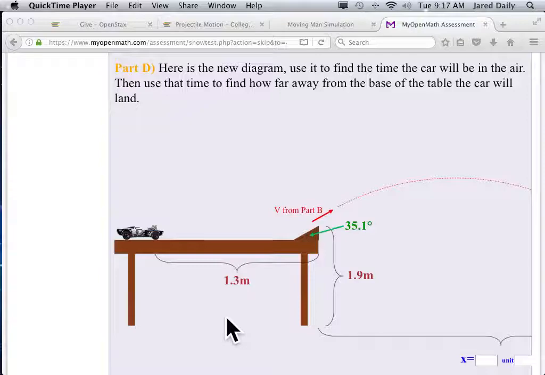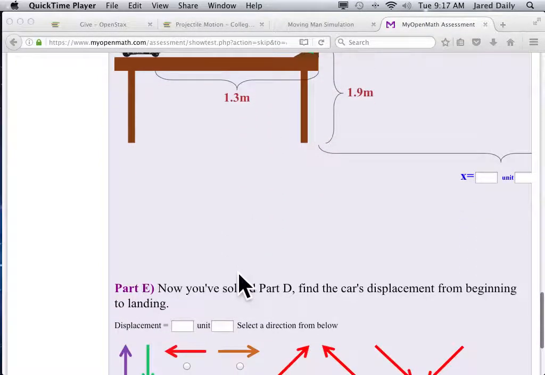We don't know the final x. We know the initial x. The final x is something they're going to ask us later in the problem. X final is going to equal something we don't know. But the thing that we really want to know, that we don't know yet, is the time. That's one of the things they ask us.